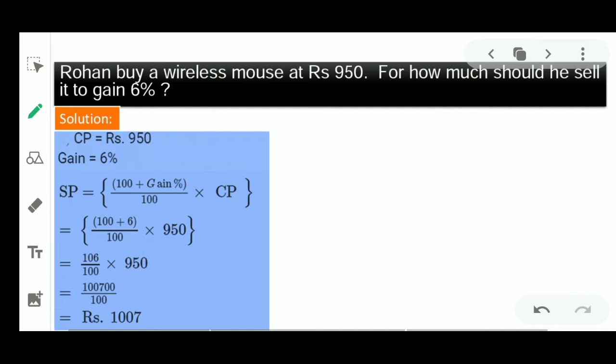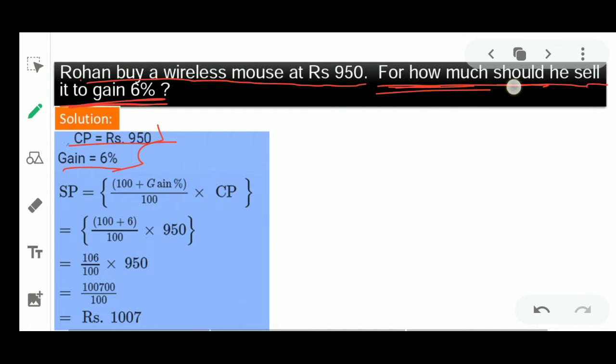The first example: Rohan buys a wireless mouse at rupees 950. For how much should he sell it to gain 6%? Now the first step is you have to write the given data. So the cost price of mouse equals 950, gain equals 6%. This is given in the question, and the question is for how much should he sell it to gain 6%. So here we have to find out the selling price.